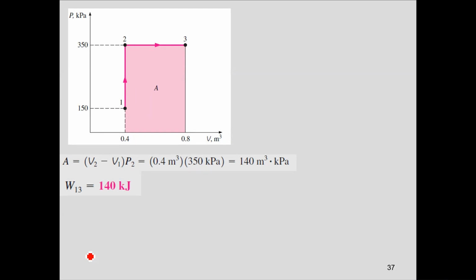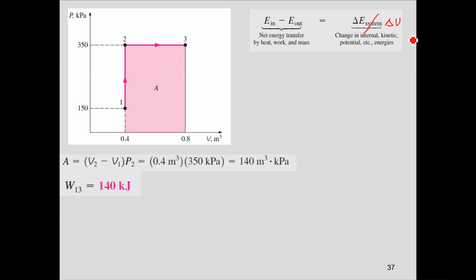So once you know the work done, the third thing is you have to determine the heat supplied to the system. In order to determine the heat supplied to the system, you have to apply the energy balance equation, which says E in minus E out equals change in energy of the system. Now, in this case, the delta E of the system you will replace with delta U, since you have a stationary closed system.